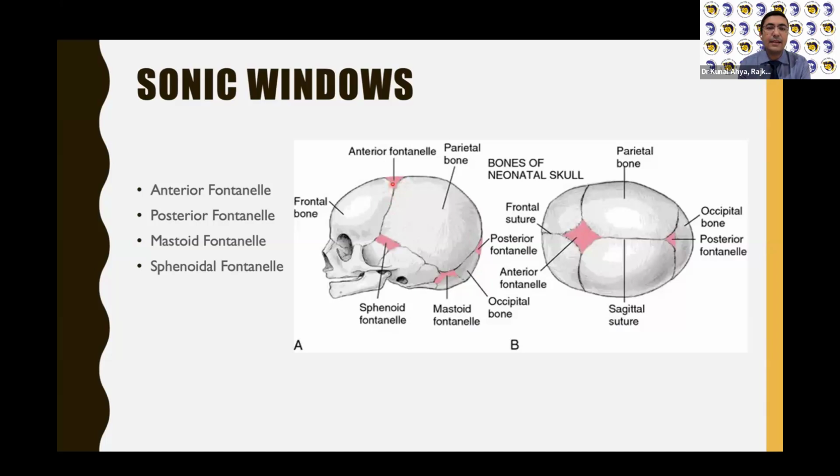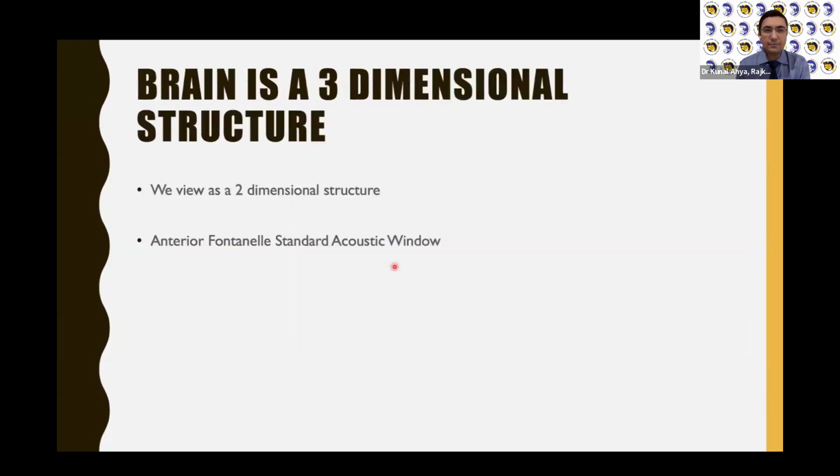One is the anterior fontanelle, the posterior fontanelle, the mastoid fontanelle, or the sphenoid fontanelle. The anterior fontanelle is the commonest location through which we do the head ultrasound, and sometimes or rarely we use the posterior or other fontanelles. So we won't be discussing much about the other fontanelles, but mainly we will be doing head ultrasound through the anterior fontanelle only.